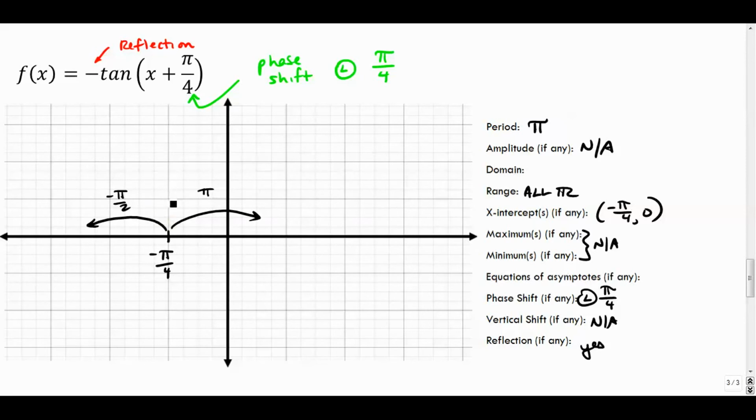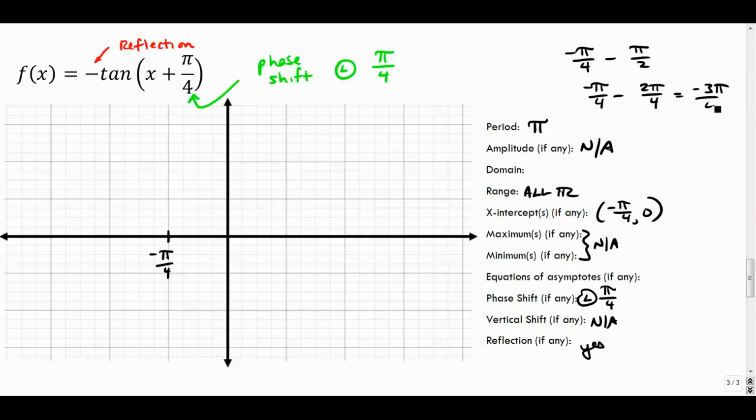So what I'm doing in my head now is I'm saying to myself, okay, if I start at negative pi over 4, maybe I'll actually write it down, and I want to go left pi over 2, where does that leave me? Well, let's get some common denominators. Negative pi over 4 minus 2 pi over 4, that's negative 3 pi over 4. So this would be negative pi over 2, and this would be negative 3 pi over 4. That's going to be my left-hand asymptote.